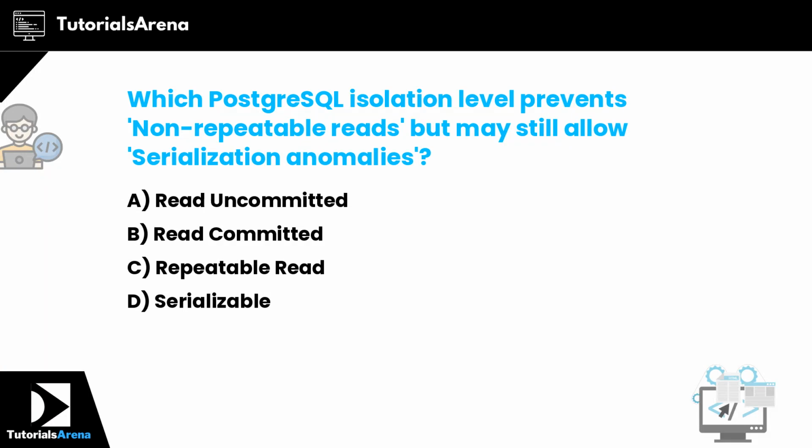Which PostgreSQL isolation level prevents non-repeatable reads, but may still allow serialization anomalies? The correct answer is option C, repeatable read.